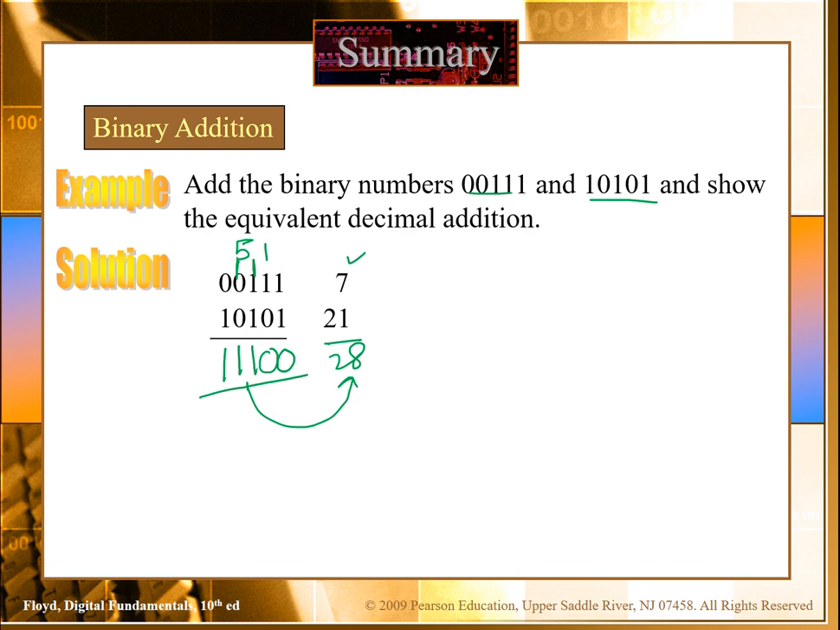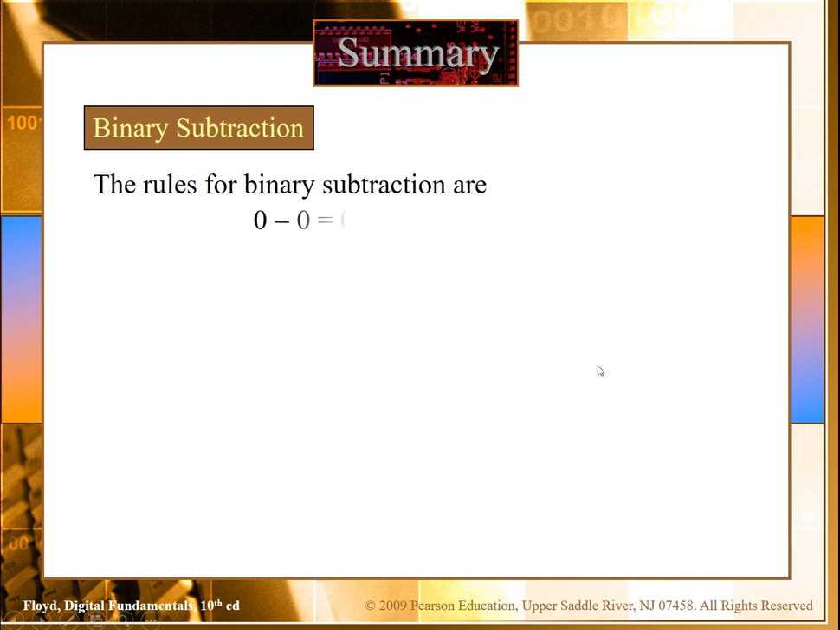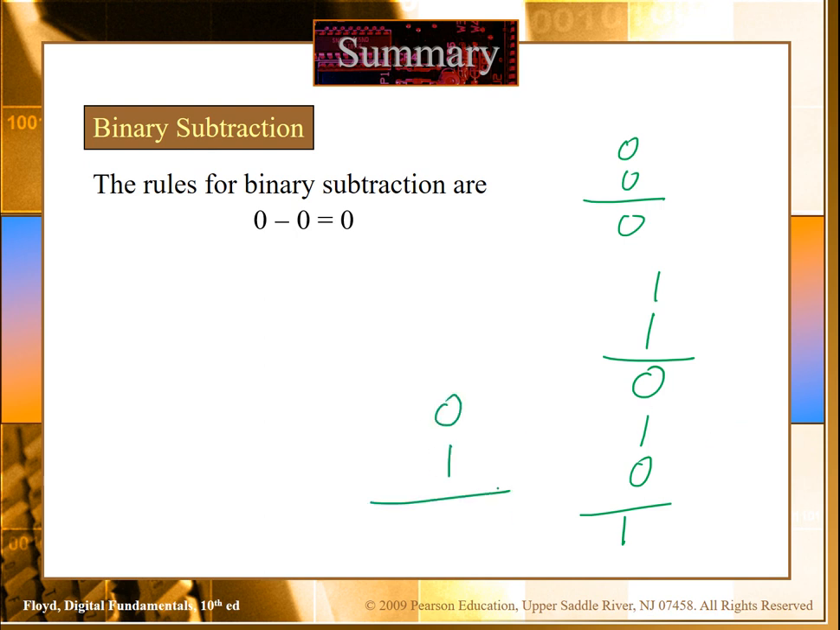And for the subtraction, similarly we can do the subtraction. So the rules are the same. If you subtract 0 from 0, the answer will be 0. If you subtract 1 from 1, the answer will be 0. If you subtract 1 from 0, the answer will be 1. And here comes the important rule. If you subtract 0 from 1, we cannot subtract 0 from 1.